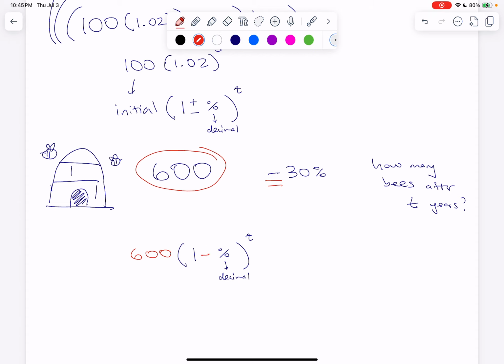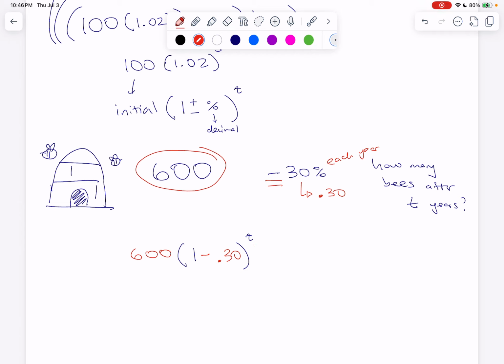Now the percent as a decimal is 30%. What is 30% as a decimal? It's 0.30. So I'm going to put that here, 0.30. Raised to the T years. That's how many times the decrease is going to happen because it decreases 30%. I forgot to write this, but each year. So I want my T to be each year.